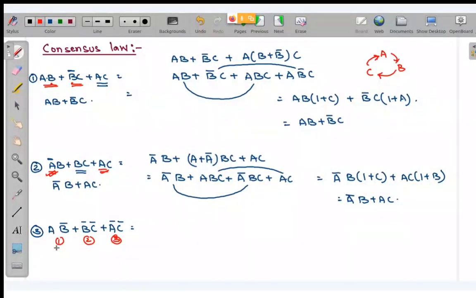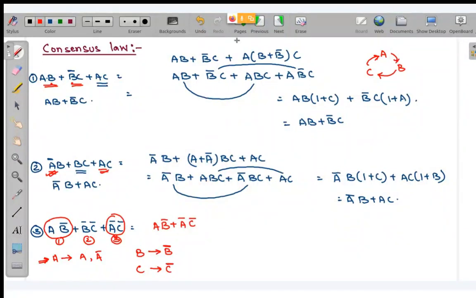Very good. So here you can see A has normal form as well as complemented form, whereas B is existing only in complemented form, as well as C, it is only existing in complemented form. So you have to retain the min terms of A only. So min terms of A means what? This one and this one. So this will be AB bar plus A bar C bar. Okay, is this clear?